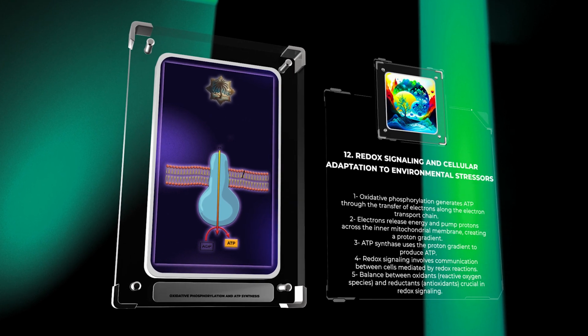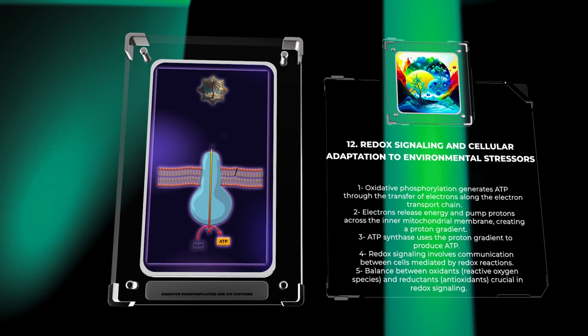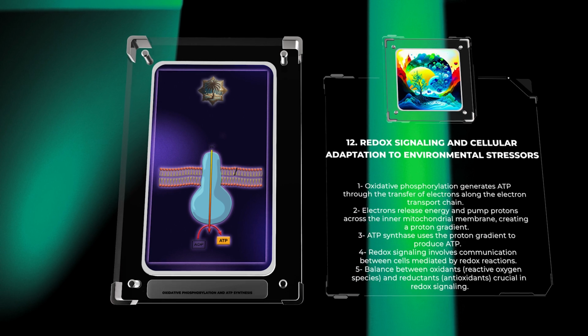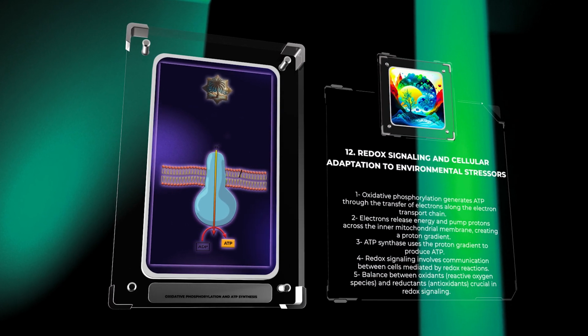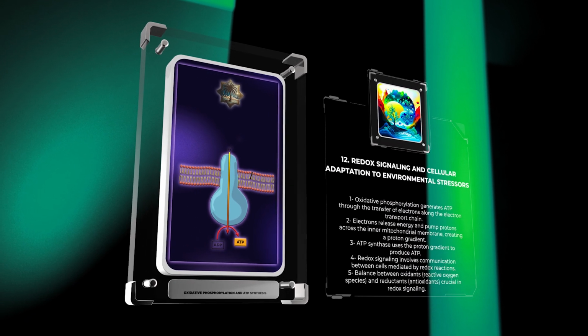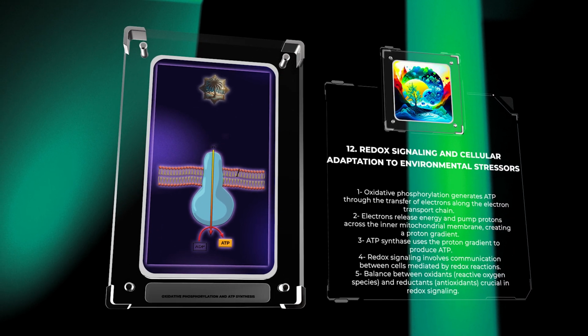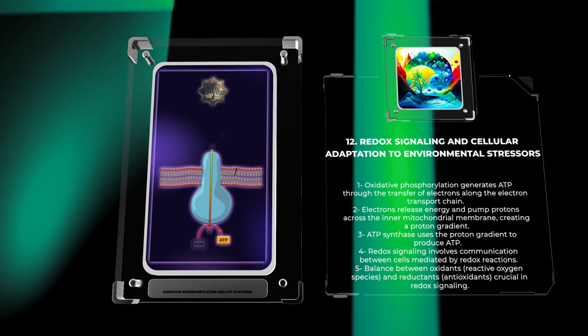Redox signaling refers to the communication between cells mediated by redox reactions. It plays a vital role in cellular adaptation to environmental stressors such as toxins, radiation, and oxidative stress. Redox signaling involves the balance between oxidants, reactive oxygen species, and reductants, antioxidants, in the cell. Cells have intricate antioxidant defense systems that protect against oxidative damage caused by an imbalance in redox signaling.